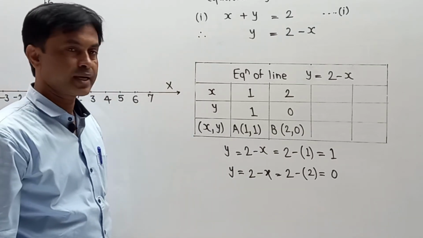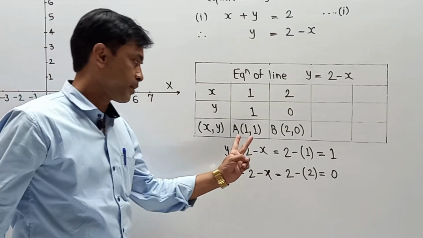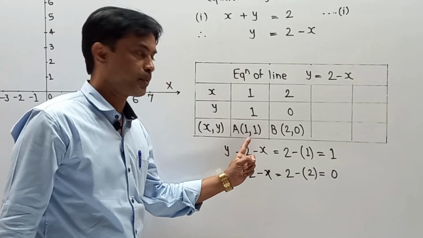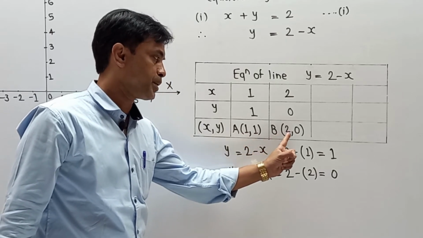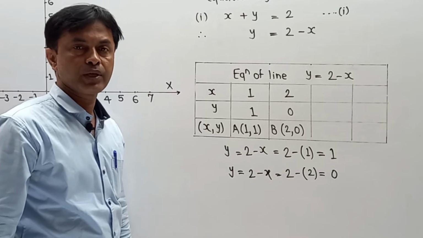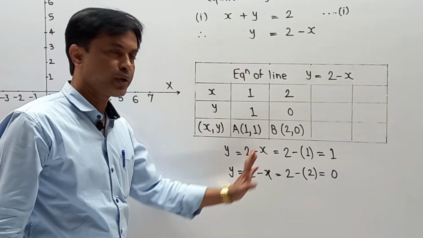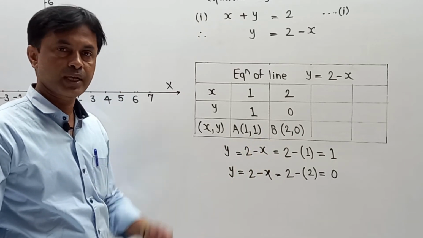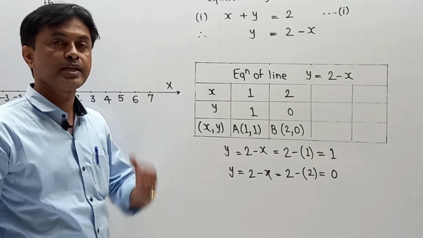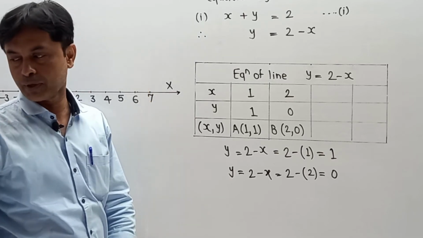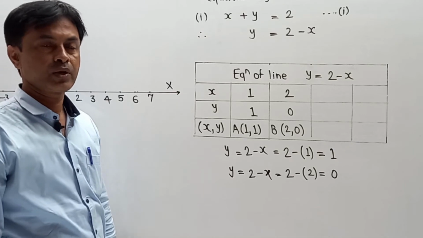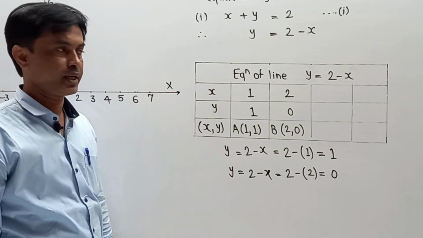Here you can easily understand that one by one, first of all we get point A as 1, 1. The second point is B, 2, 0. Actually, to draw a line, 2 points are more than sufficient. But generally we solve at least 3 or 4. It depends on your calculation, or your respective teacher will guide you about that.